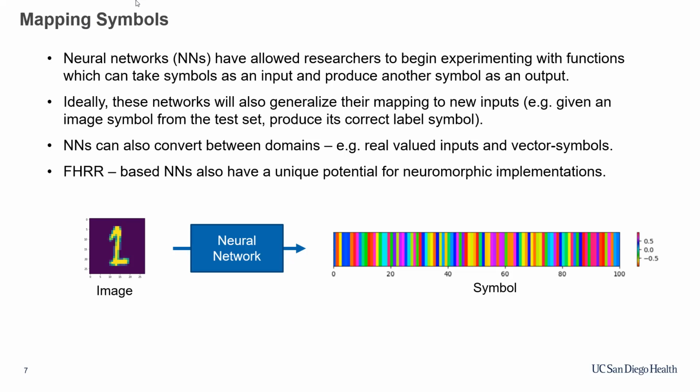One of the things that neural networks can also do is convert between domains. For example, on the bottom here, we have this real-valued image from the MNIST test set. We can make a neural network that converts it into a symbol in the Fourier holographic domain. And one of the things that we and other people have shown is that the FHRR has a unique potential for neuromorphic implementations. We'll get into the details of that a little bit later.